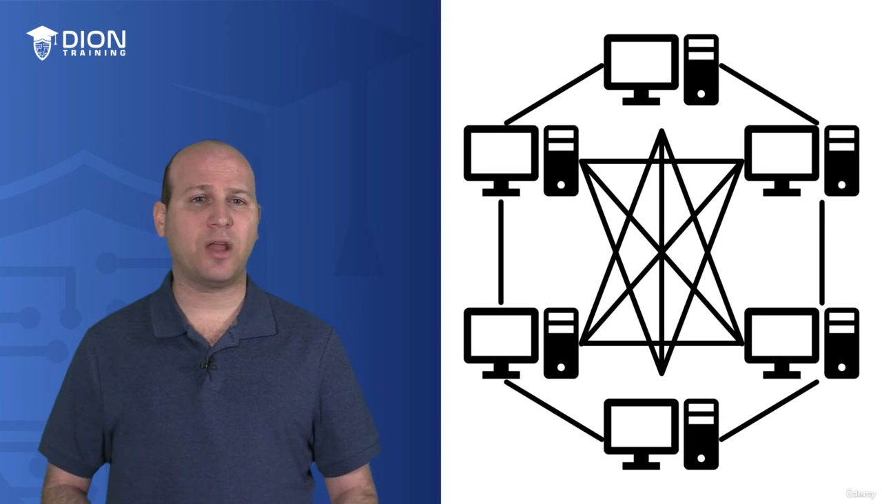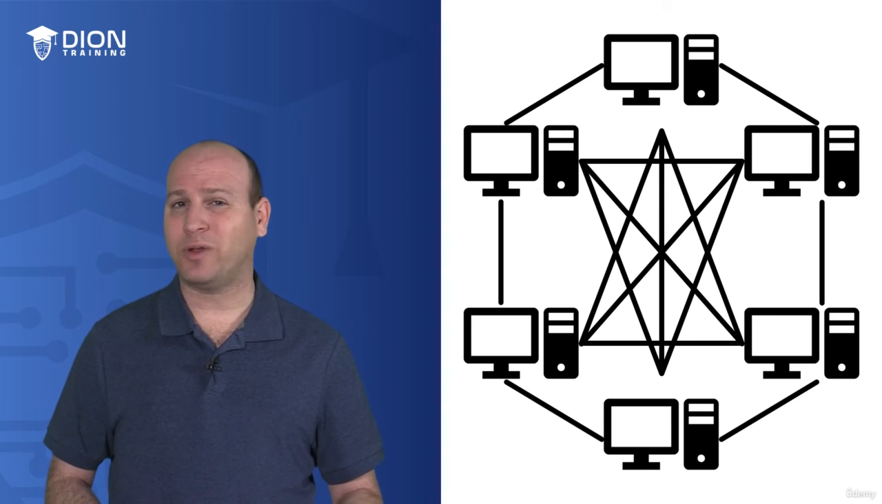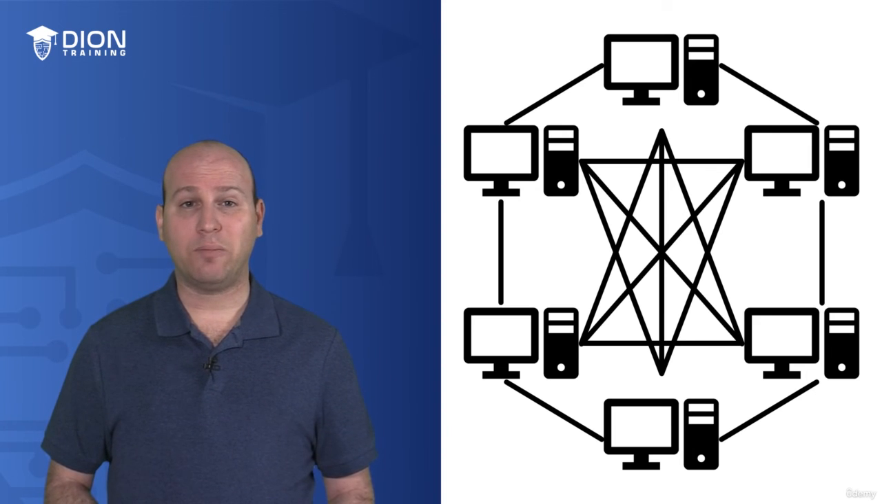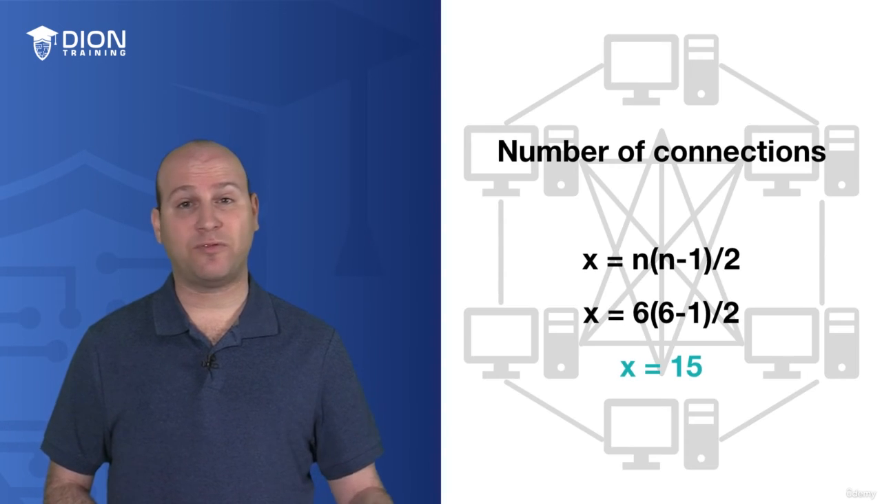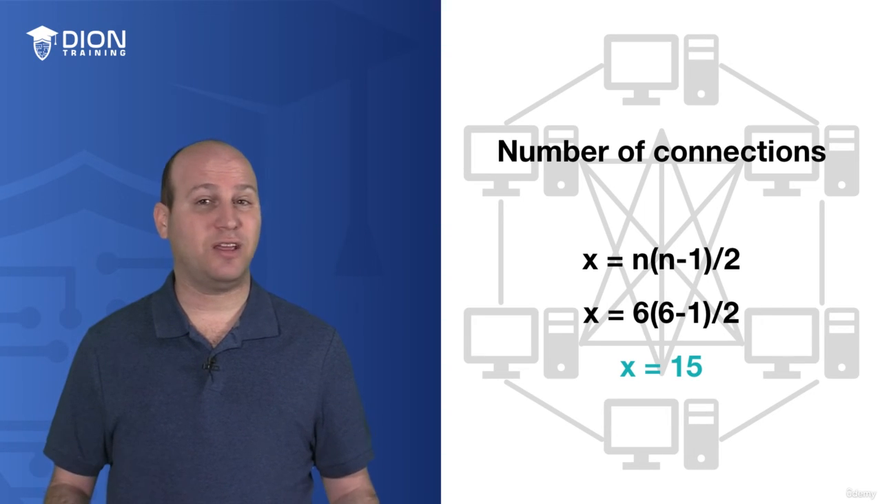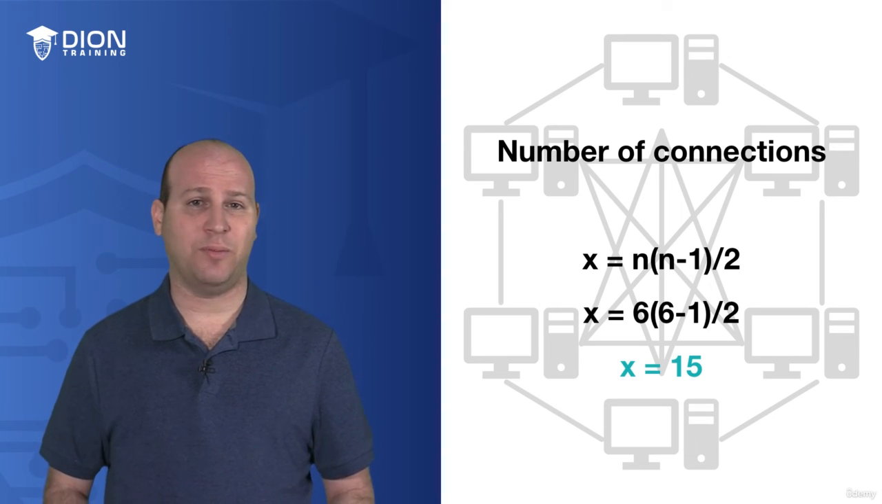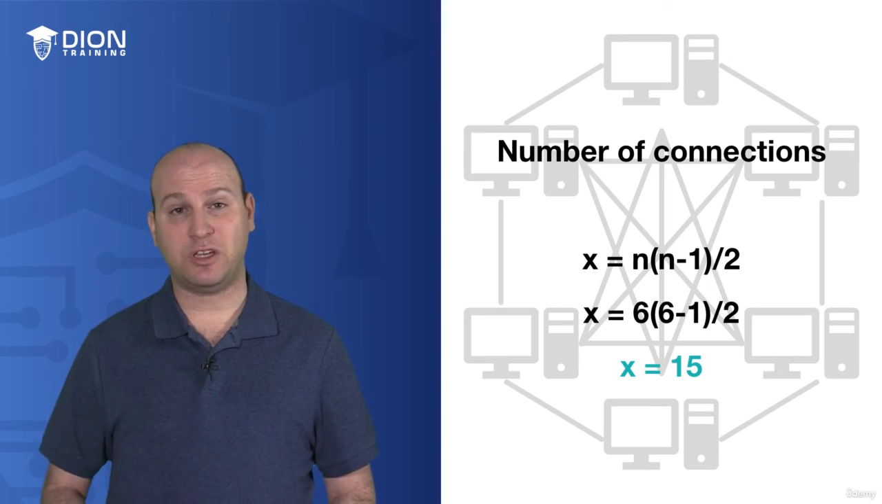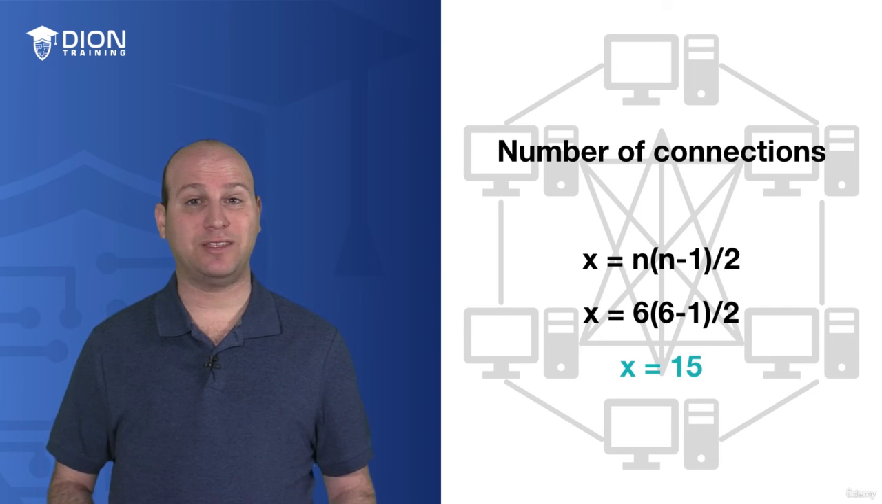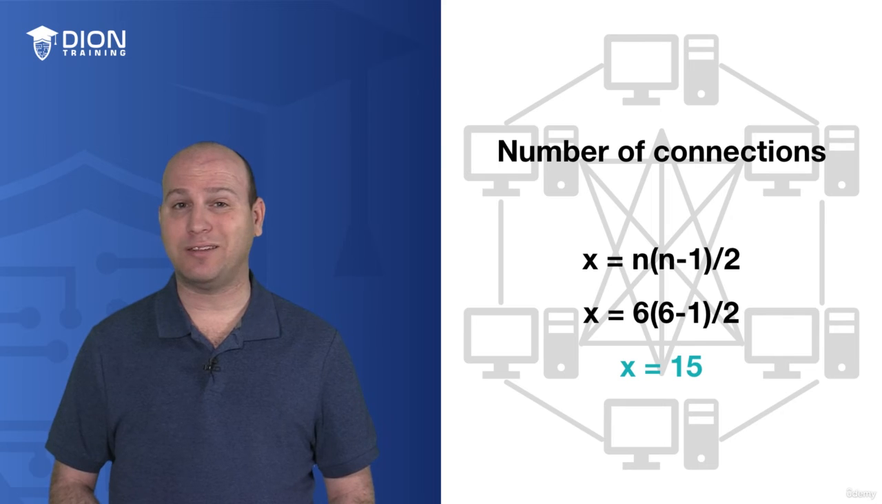And so if I counted up the number of black lines there, how many different connections are there? How many lines would I actually have to run? Well, there's going to be 6 machines times 5 cables each, which is 30, divided by 2, which is 15. So for 6 machines, it's going to take me 15 cables. Now, if I go to 7 machines or 10 machines, it gets pretty crazy and gets really expensive really quickly. And this is why you're never really going to see a full mesh in a physical network.